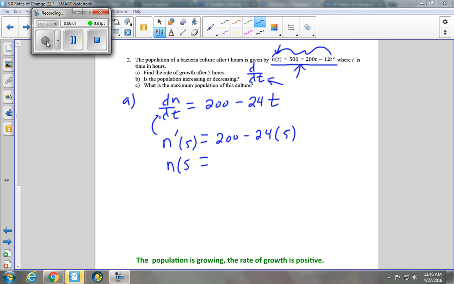And N prime at 5 is equal to 80. And then bacteria per hour, because it's a rate that we just figured out.